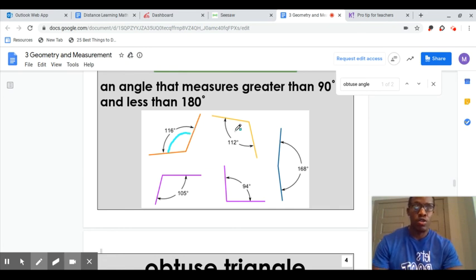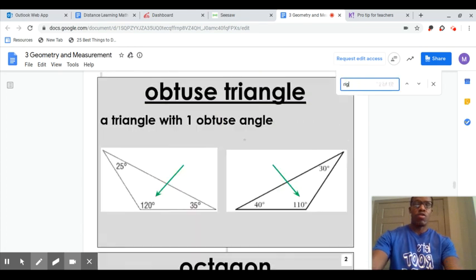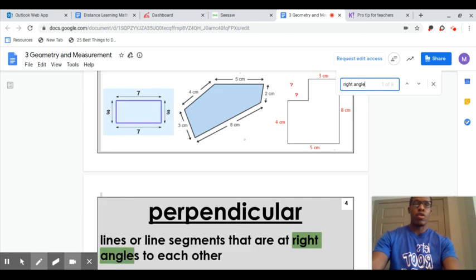Take a look at number 2. The amount of turn or the amount of space between these two rays, 112 degrees. Lastly, the angle that you all are most familiar with, the right angle. We also know those as being perpendicular lines.